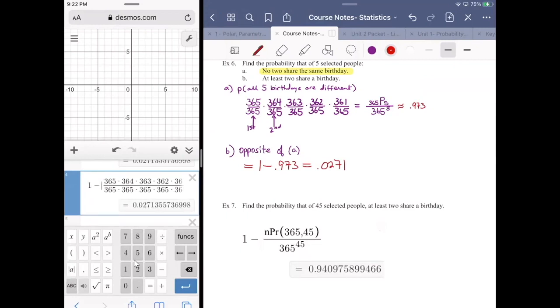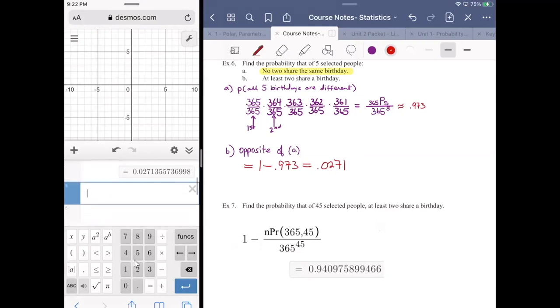And so what I was mentioning before is that if you were to do this for 45 selected people, obviously you don't want to do it this way. It would take a while, at least not on purpose. If you're stuck doing it that way because you don't remember how to do it with the permutations on a test, start typing 365 times 364, keep going until you use 45 slots. You'll get the right answer. It'll take a little while, but you'll get there. And then you'll be good to go, right?